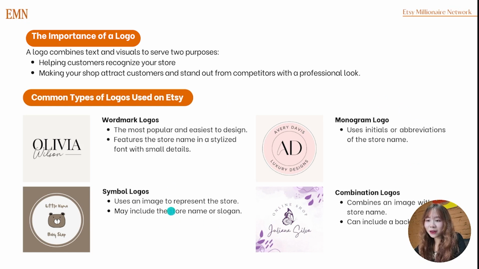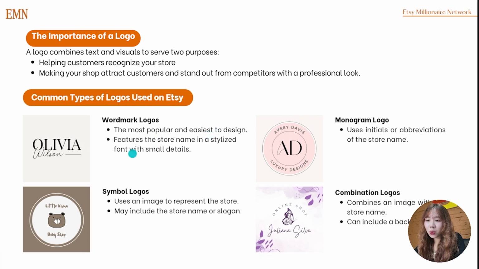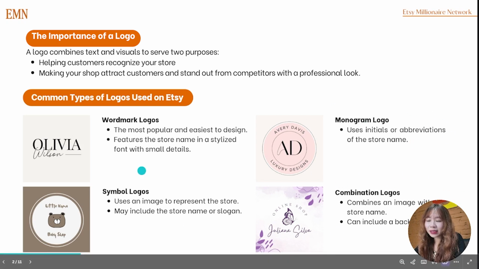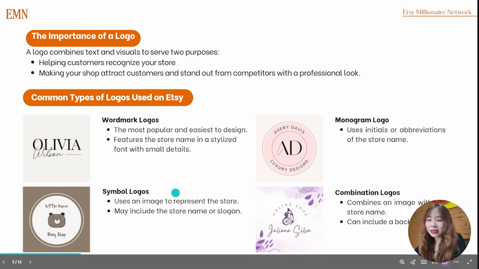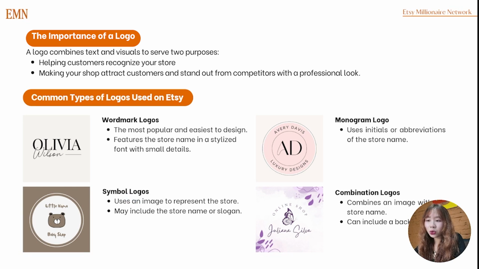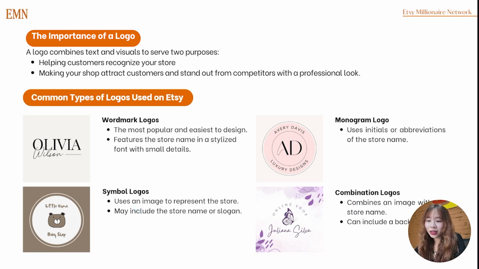Here are some common types of logos used on Etsy. Firstly, wordmark logo. This is the most common and easiest type to design. It uses the shop name in a nice font, maybe with a few small details. Secondly, monogram logo. This type uses the shop name or initials to create a stylish logo. And thirdly, symbol logo. This one uses an image to represent your brand, and it also includes your shop name and a slogan. Lastly, combination logo. You can mix an image with your shop name, and you can also add a background to your logo.